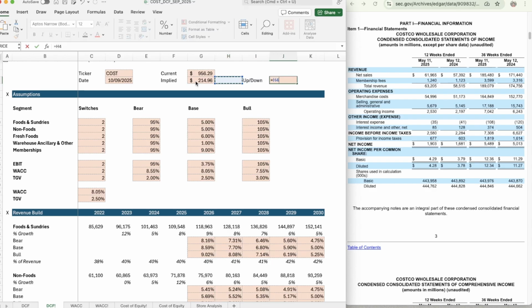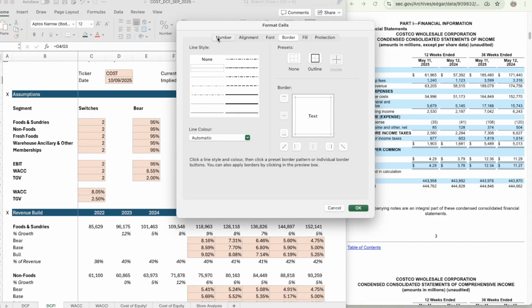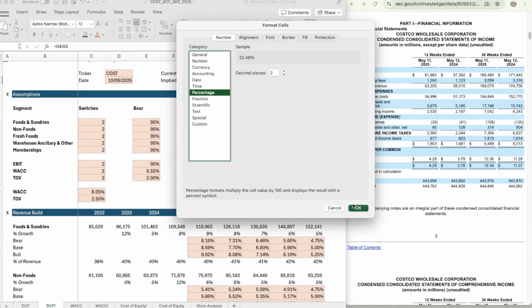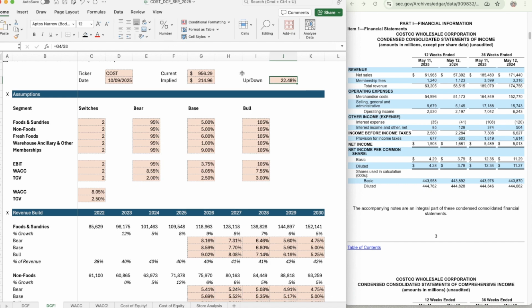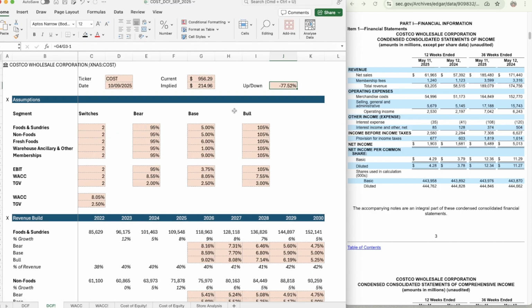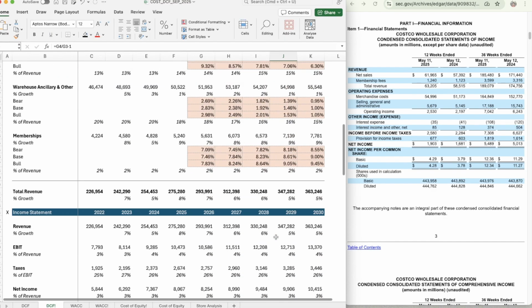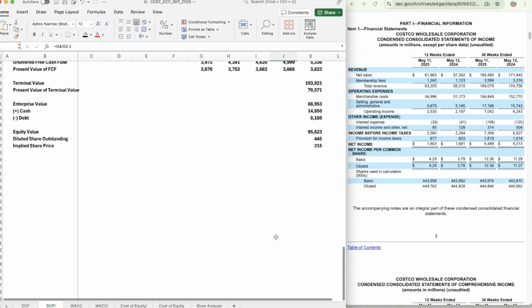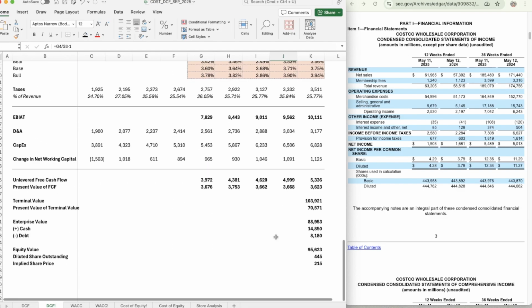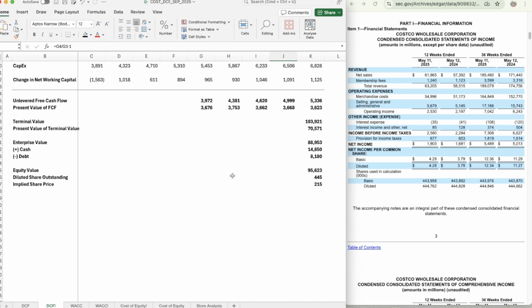Now the upside downside, number, percentage. No, that's not right. Divided by, there we go. So on a base case, the DCF would suggest that Costco is only worth $215 when it's actually trading at just, well, $950, which implies a 77% downside. So on a DCF, you'd struggle to look for a reason to buy.